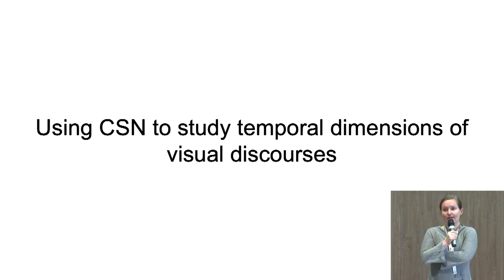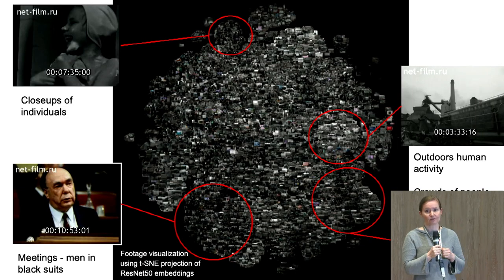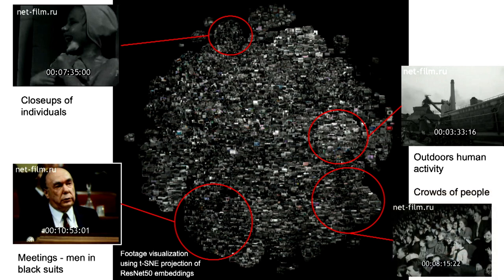So we have been using this Collection Space Navigator to study temporal dimensions of visual discourses in the Soviet newsreels, how the world was depicted by the Soviet newsreels to the Soviet audiences. Here is the first image. This is a projection of the Soviet newsreels, and we can see that there are clusters of images with industrial production. There are clusters of images of large crowds of people.